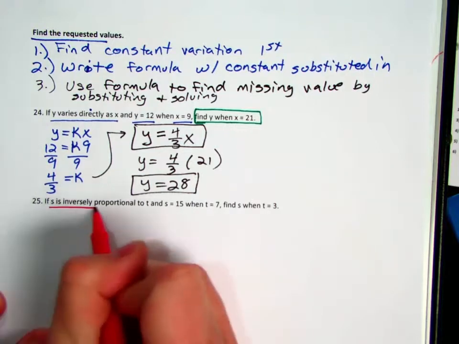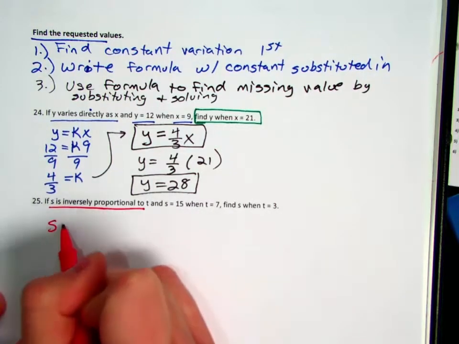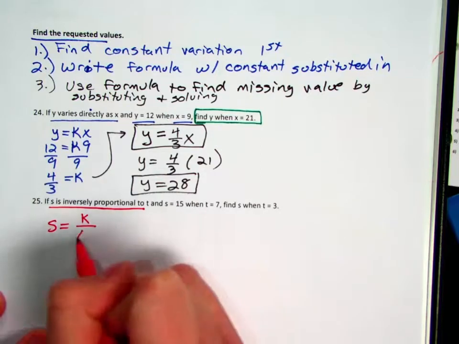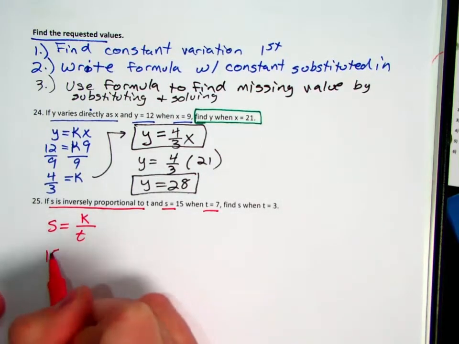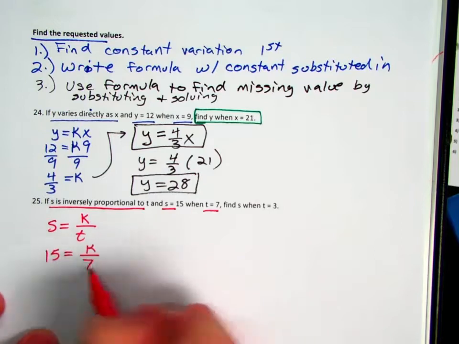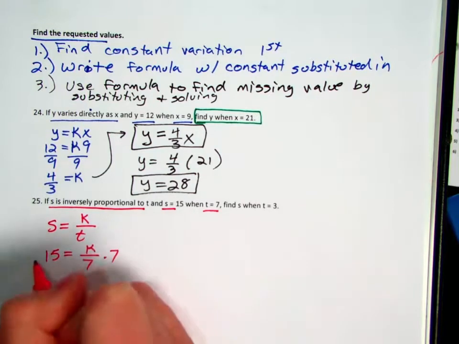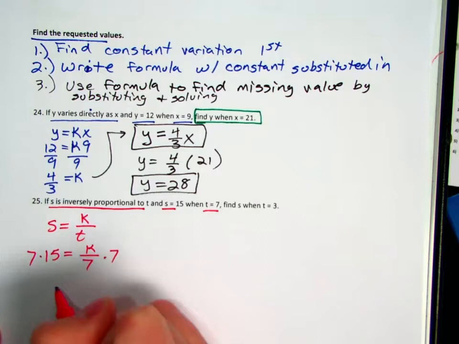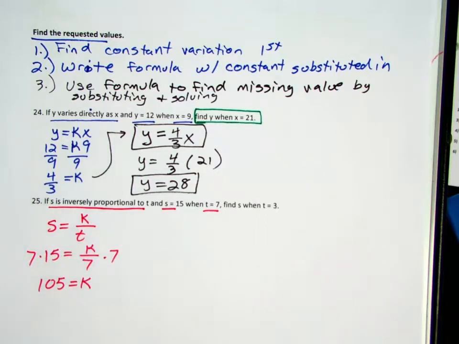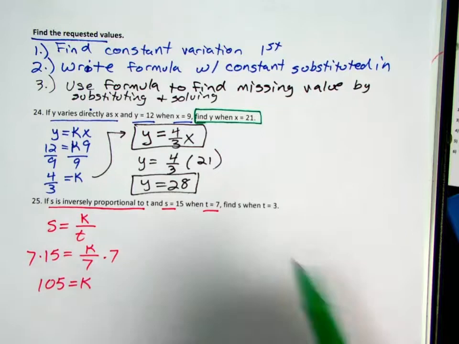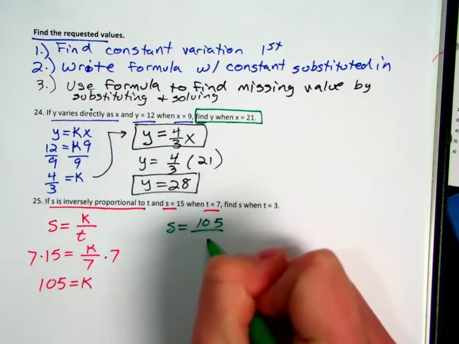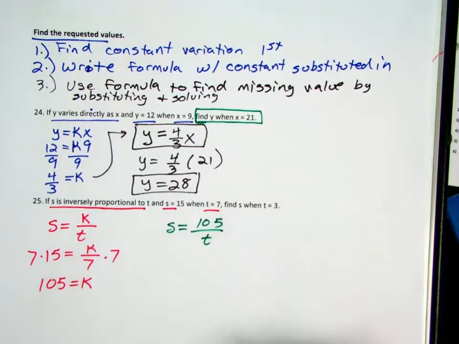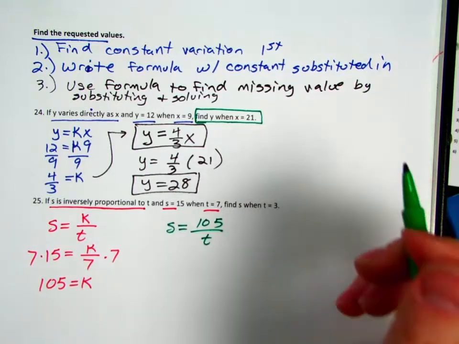It says S is inversely proportional to T. So that means we're going to divide. So S equals K divided by T. They tell me S is 15 and T is 7. So 15 equals K over 7. To get K by itself, we'd multiply both sides by 7, and we'd get 105 equals K. Since now I know my K, I can write my general formula with K plugged in, which is S equals 105 over T.